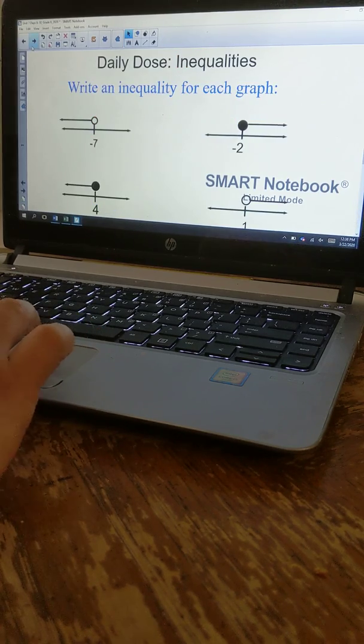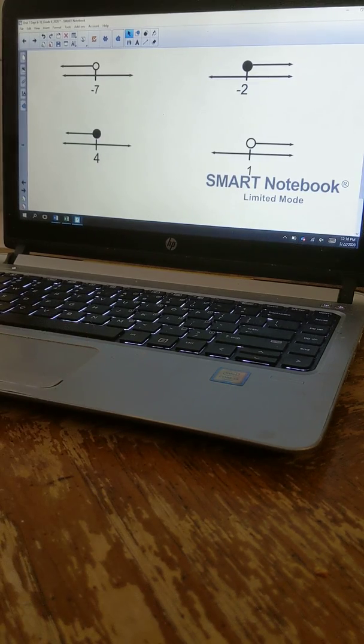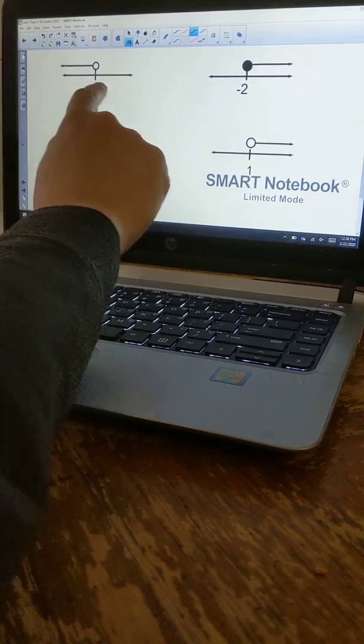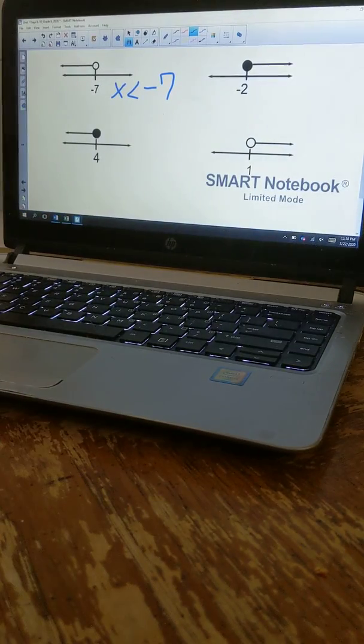Okay, today, the inequalities daily dose is 4 graphs. Pause the tape and graph them. Okay, number 1. Okay, all of these numbers are less than -7. They're all less than -7.